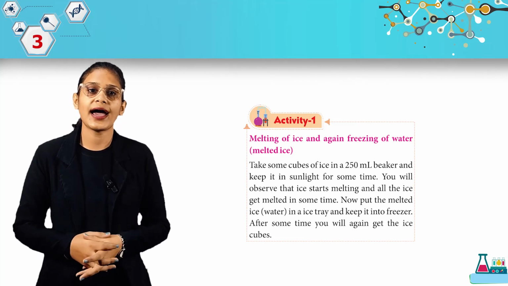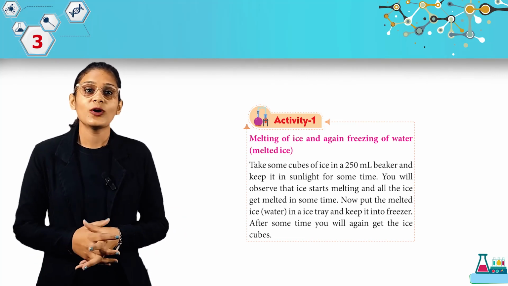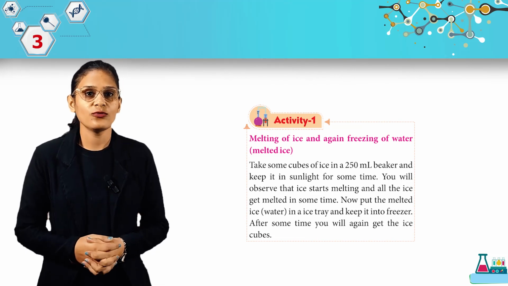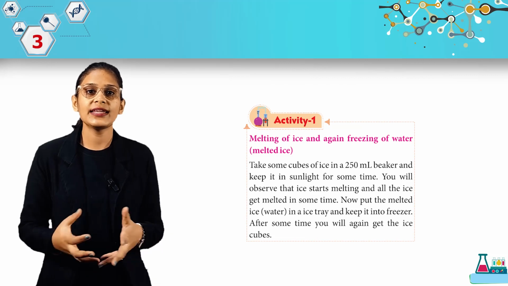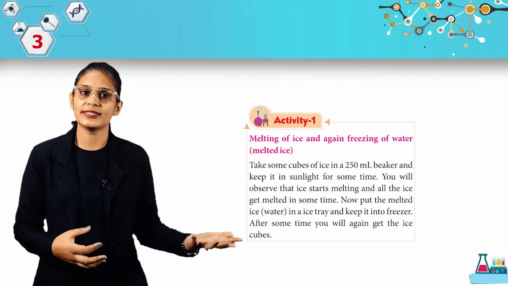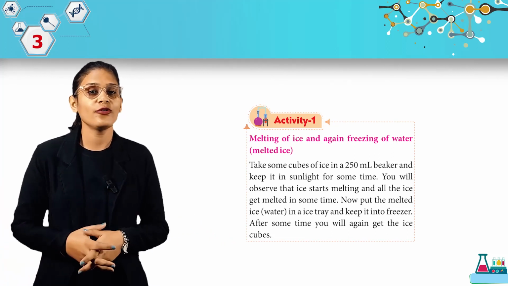You will observe that ice starts melting and all the ice gets melted in some time. Now put the melted ice water in an ice tray and keep it in the freezer. After some time, you will again get the ice cubes. So student, if you take an ice cube and melt it, then you get water. After getting water, if you again freeze it, then you get ice.